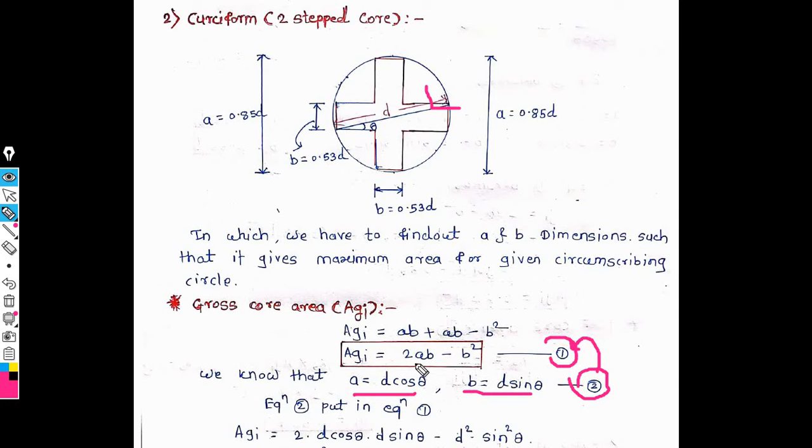That means put the values of A and B in this equation. Equation 2 gives A equal to d cos theta and B equal to d sin theta. Then AGI is equal to 2 into d cos theta into d sin theta minus d square into sin square theta. That means in equation number 1 we put A equal to d cos theta and B equal to d sin theta.